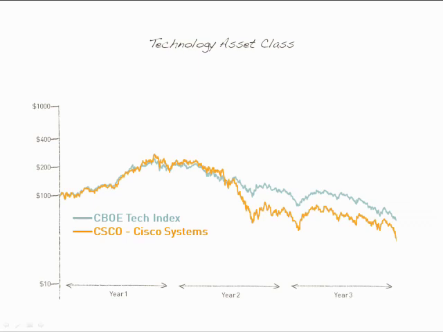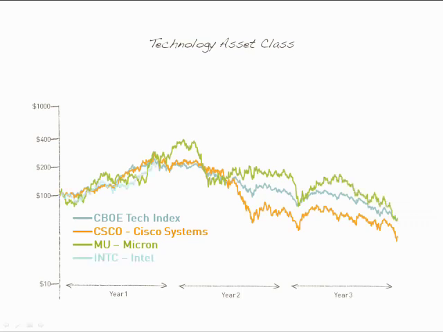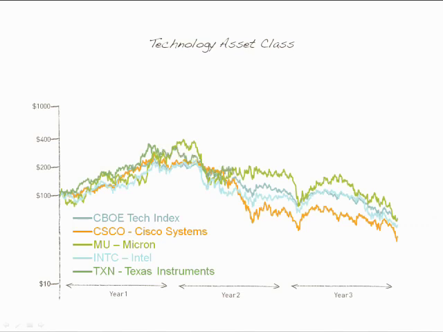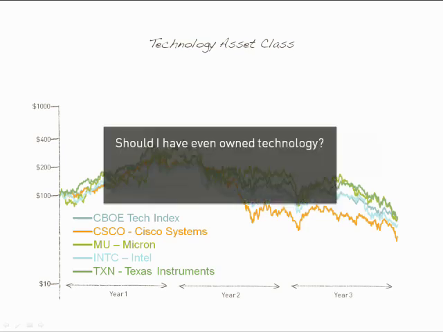This would be explained through the fundamentals of the stock: price-earnings ratio, forecasted annual earnings per share, market share, and so on. When we look at additional technology stocks such as Micron, Intel, and Texas Instruments, we see that they all followed the same general pattern. So at the end of the 3-year period illustrated here, we suggest the most important questions to ask are, should I have even owned technology? And if so, how much of it in comparison to my other holdings?